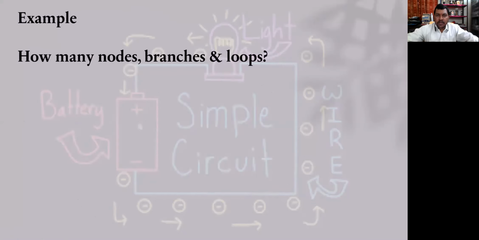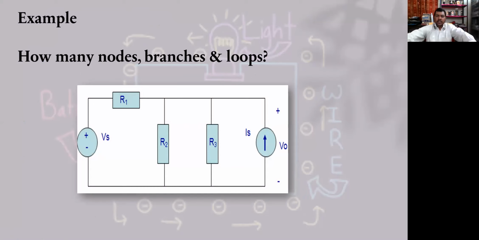Now let us try these examples. How many nodes, branches and loops are there in this particular circuit? This is a small circuit in which Vs is the voltage source and Vo is the current source.